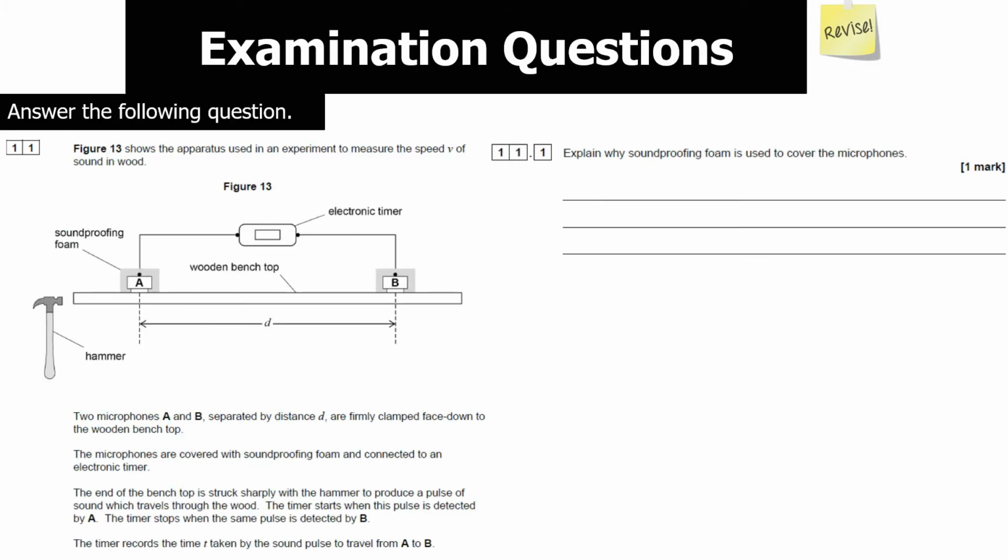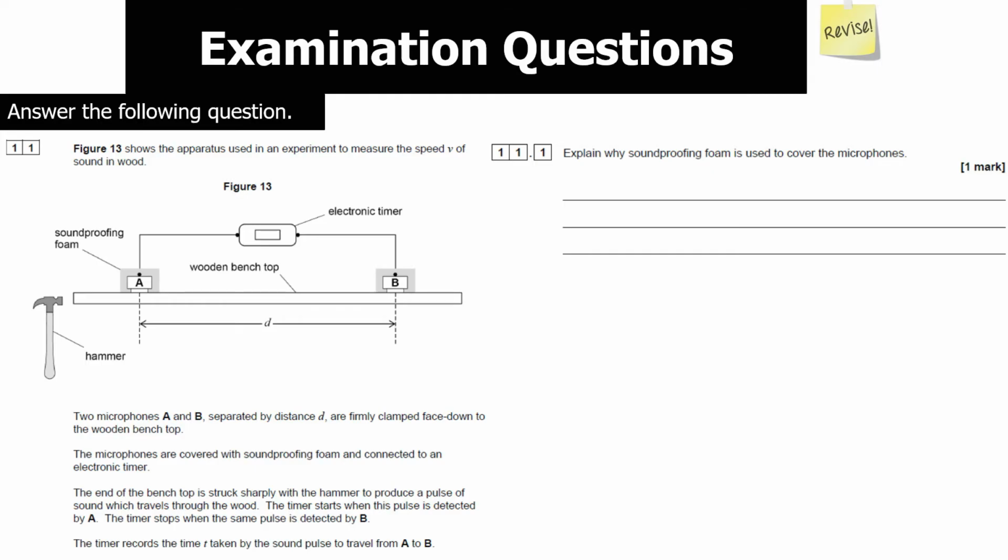The next question says, figure 13 shows the apparatus used in an experiment to measure the speed, V, of sound in wood. Two microphones, A and B, are separated by distance D and are firmly clamped face down to the wooden bench top. The microphones are covered with soundproofing foam and connected to an electrical timer. The end of the bench top is struck sharply with the hammer to produce a pulse of sound which travels through the wood. The timer starts when this pulse is detected by A. The timer stops when the same pulse is detected by B. The timer records the time t taken by the sound pulse to travel from A to B.